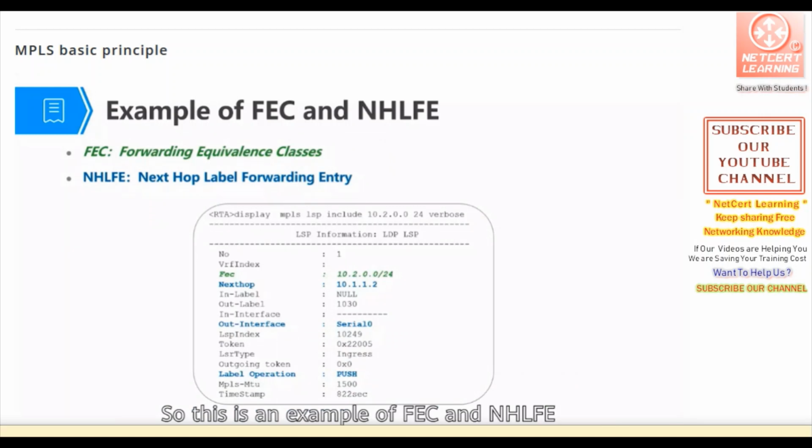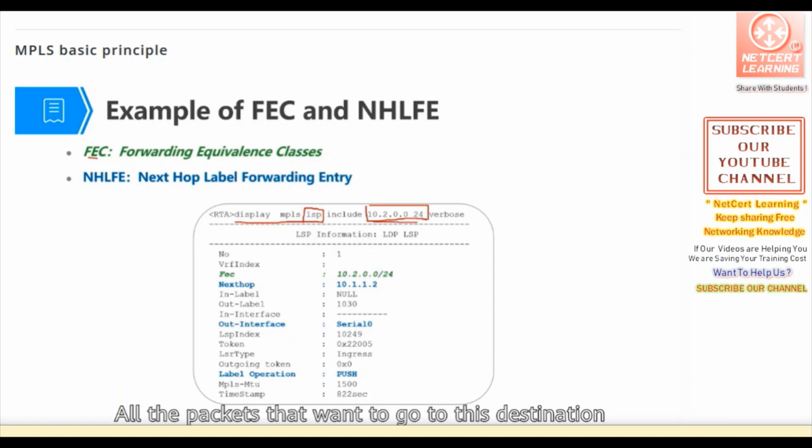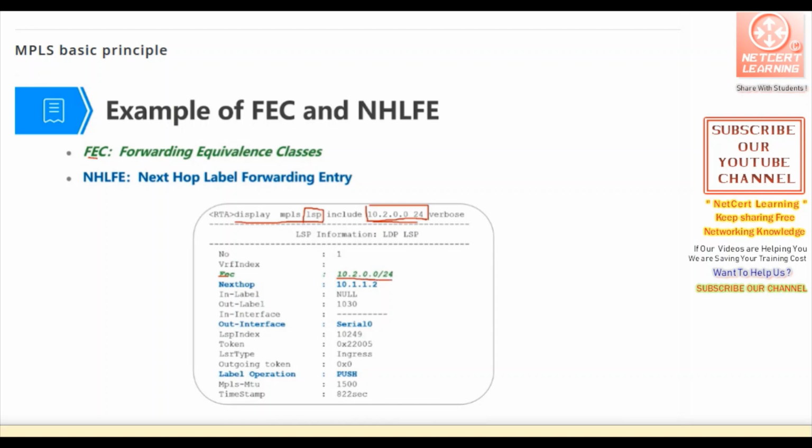So this is an example of FEC and NHLFE. We can use the command display mpls lsp include 10.2.0.0/24. This is an FEC. All the packets that want to go to this destination, 10.2.0.0, will belong to this FEC. And for this FEC, what kind of NHLFE should we follow?